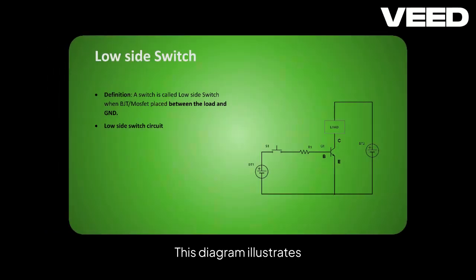This diagram illustrates a low-side switch circuit. The BJT or MOSFET is positioned between the load and ground, allowing for straightforward control of the current flow, making it ideal for many applications.